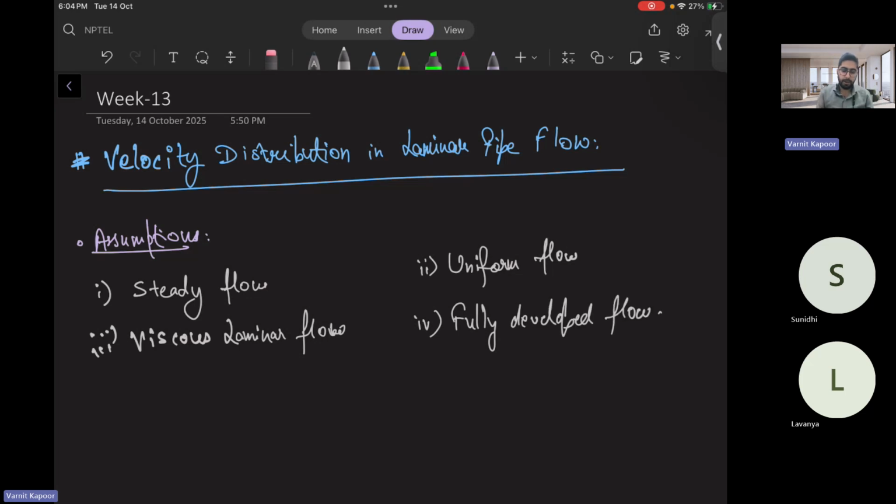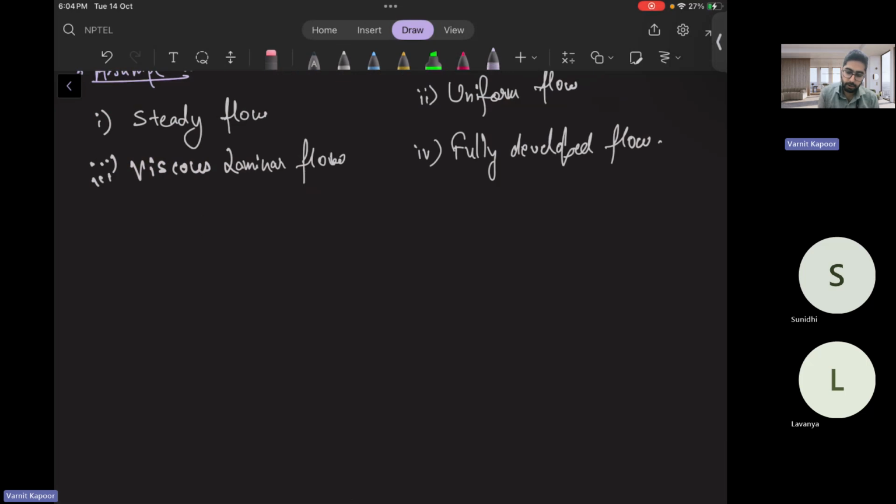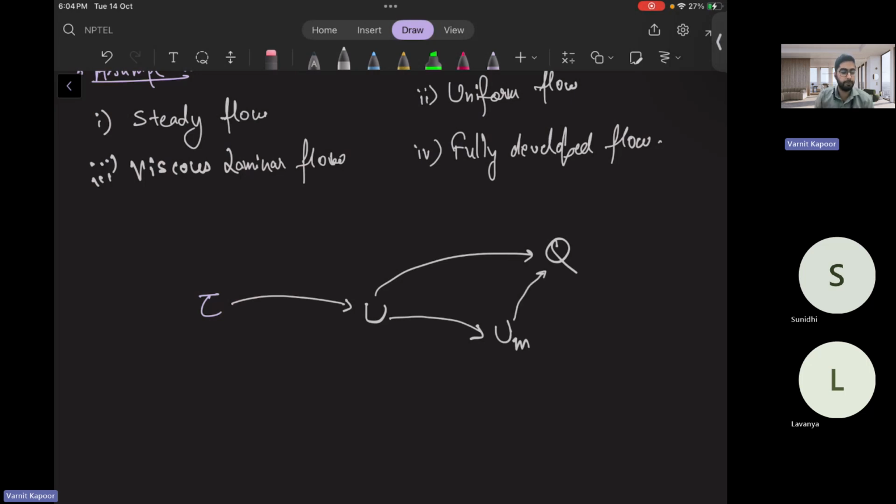So we have so far calculated the shear stress. From this shear stress, we can get the actual velocity. From this actual velocity, we can get the flow rate. Also from the actual velocity, we can get the mean velocity concept. If we know the mean velocity, we can again get the flow rate. And from the mean velocity, we'll get the concept of losses, head losses.